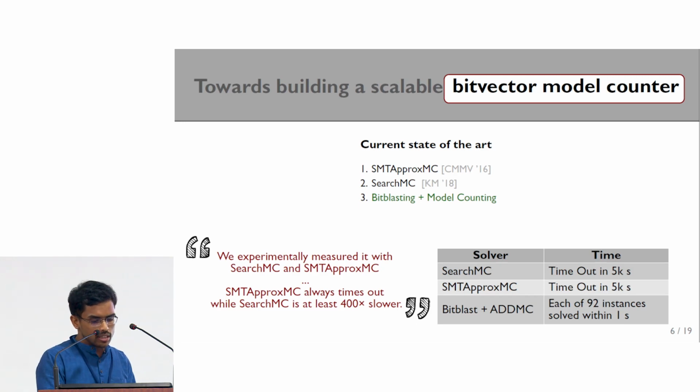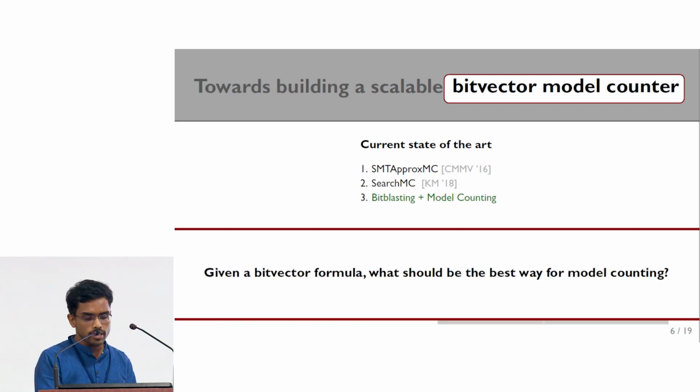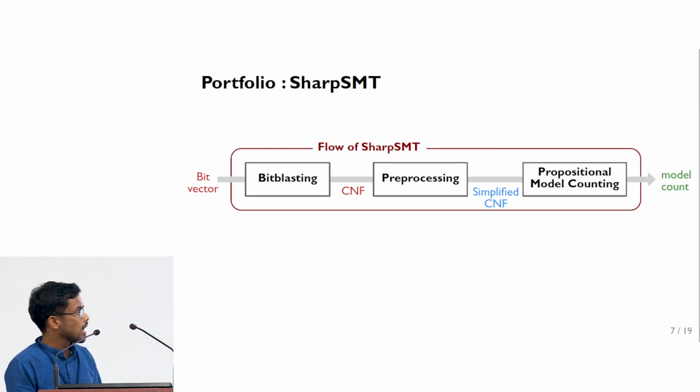So we took up this research question: given a bit vector formula, what should be the best way to model count that bit vector formula? For that, we chose the third way, to bit blast that formula and use propositional model counting techniques. So we designed a portfolio system called SARP SMT that has 3 components.